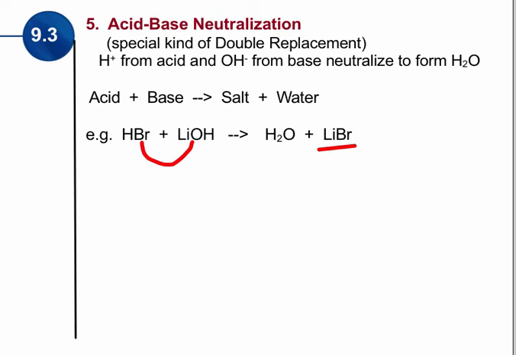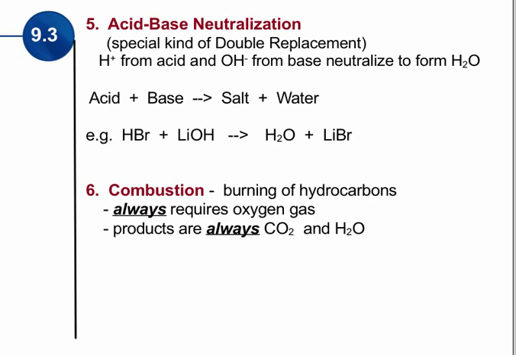Well, there's one last type. This is our favorite type, combustion. We get to burn things. And combustion deals with the burning of hydrocarbons. Now, anytime we are burning something, we always have oxygen gas. Oxygen is what we're looking for. So anytime we have oxygen and we have a hydrocarbon, we're going to get this burning. And here's the other reason we like it. This is the easiest one. We always get 2 compounds, and those compounds are always the same, carbon dioxide and water.